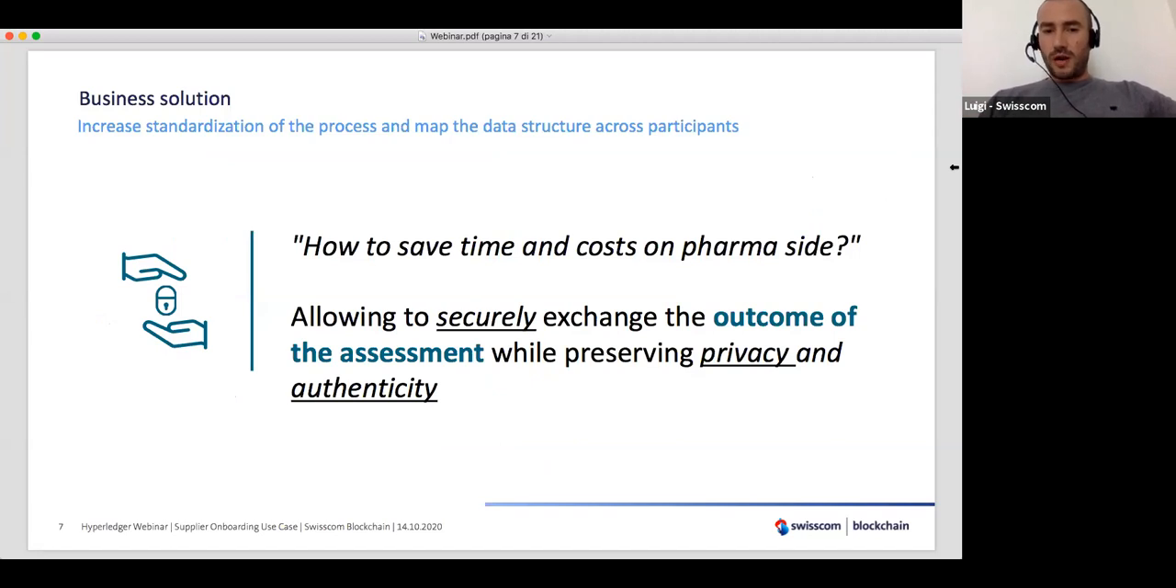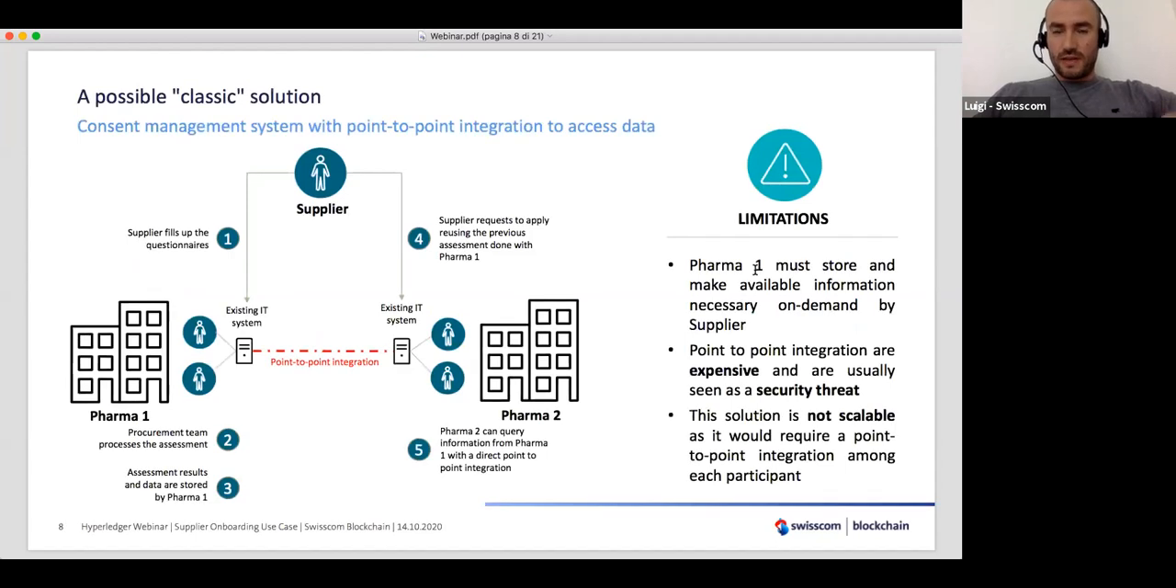We wanted to figure out a way to allow a secure exchange of data and trust between all the actors involved in this process while preserving privacy and authenticity, right? So now, to explain a little better what I mean, we can see how this goal can be achieved with a classic software solution. So let's go through this chart together.